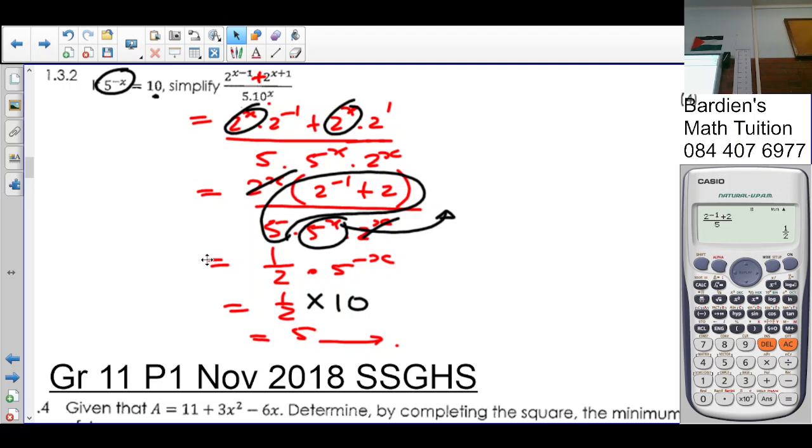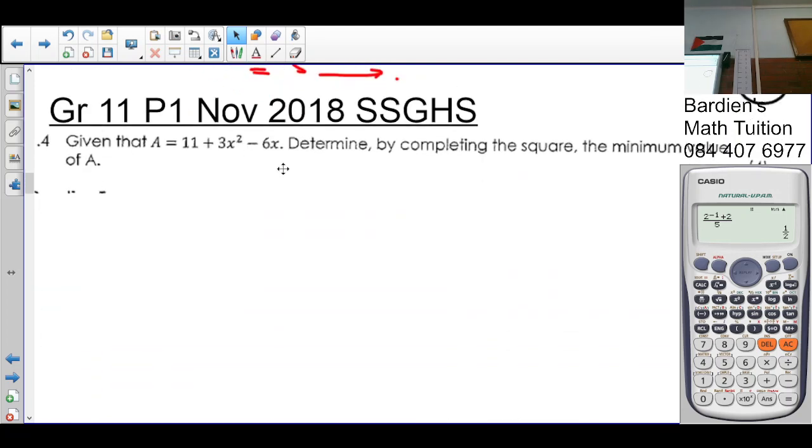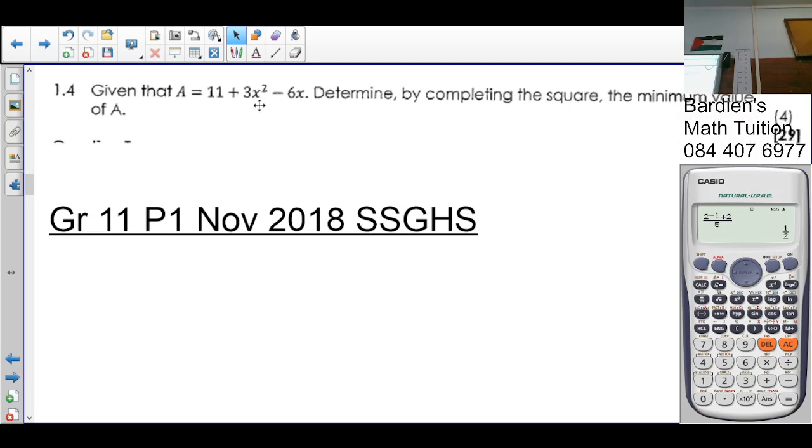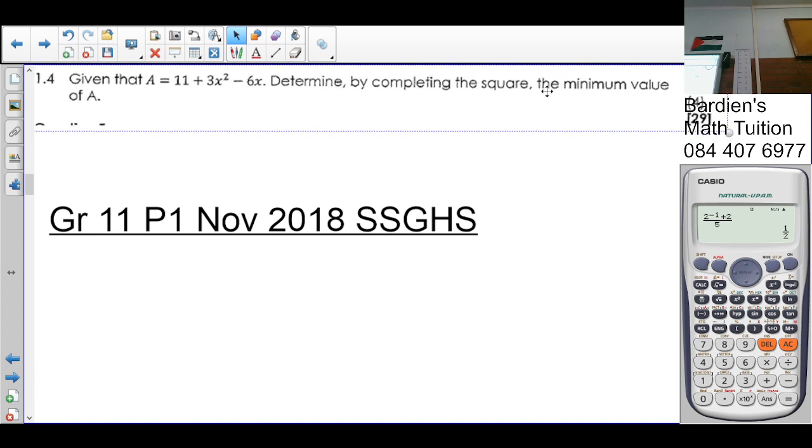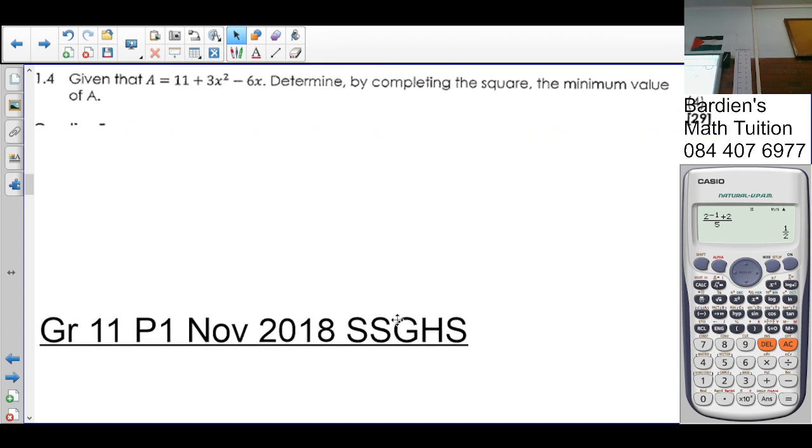Okay. This is a good one. This is number 1.4. We are given that A is equal to 11 plus 3x squared minus 6. What type of expression is that? That's going to be a quadratic expression for the area or something. By completing the square, determine the minimum value of A.